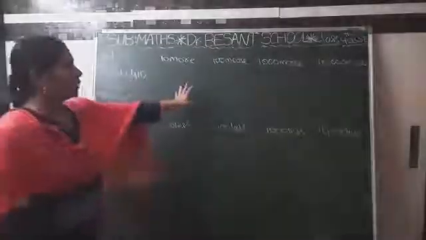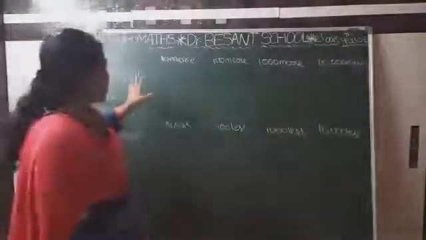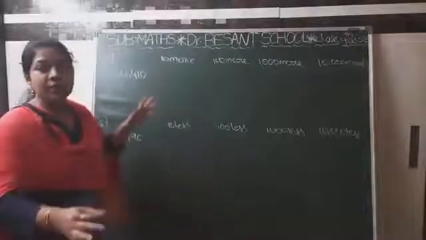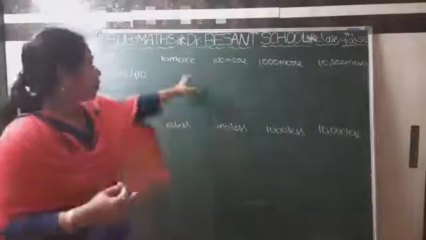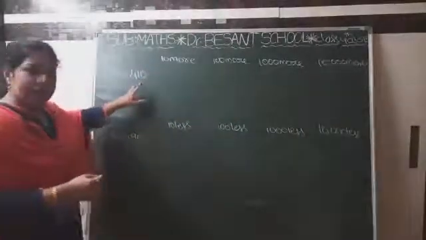Okay, see children, this is the number given for you. You have to calculate these things. Now, so how to calculate? 10 more means what? More means you have to add. Less means you have to subtract. 10 more means you have to add 10 to this number.